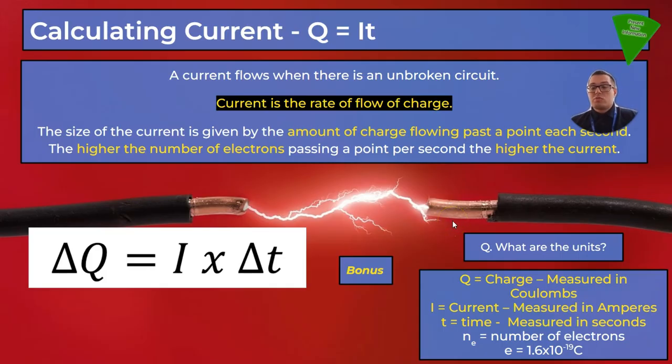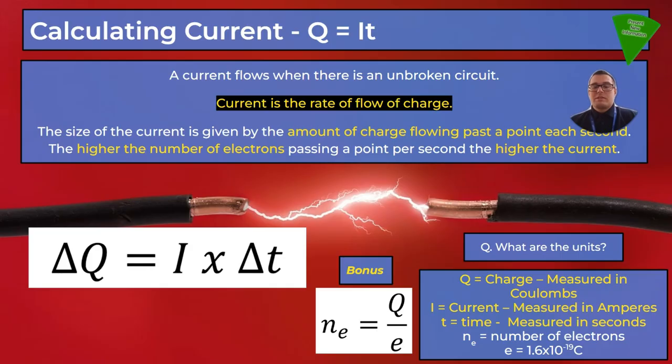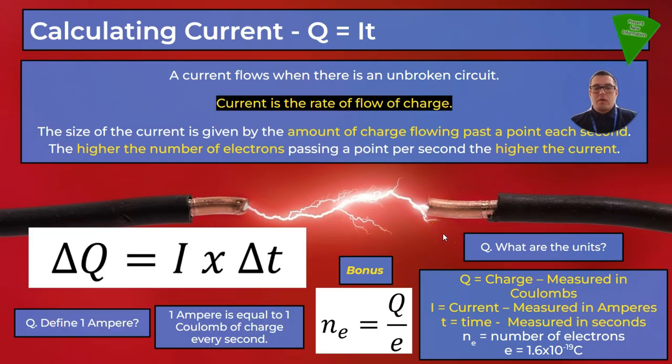Charge is measured in coulombs. You don't need to know a great deal more about charge other than that. Just know that it's coulombs, capital C, because Coulomb as a person is the unit, and current is measured in amperes, and A is the unit for that. There is an additional equation we might need to be aware of, particularly in some higher papers: you can work out the actual number of electrons by doing the total charge divided by the charge on one electron. Don't worry too much about that on the foundation paper or the higher paper, just make a note of it.